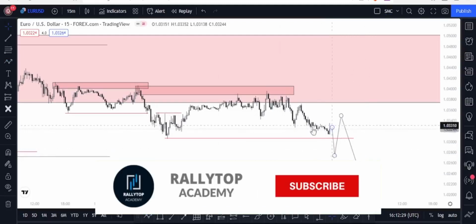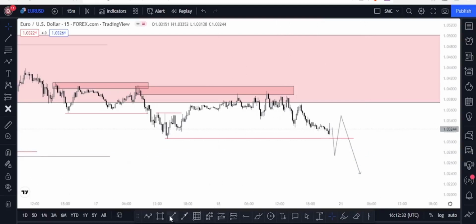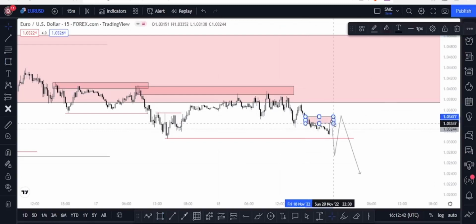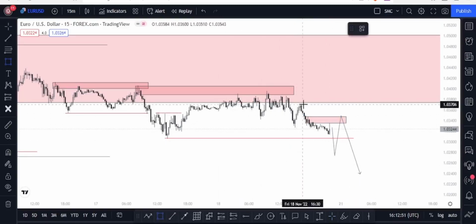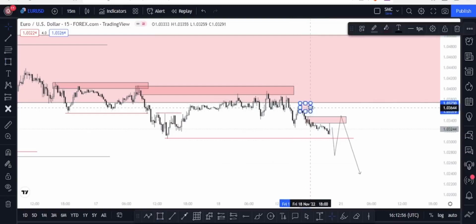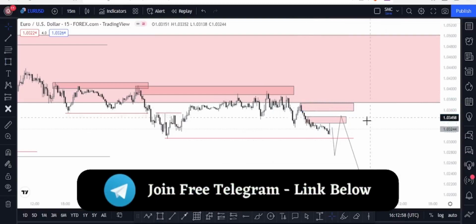And where is the point of interest we can be looking out for? There are two I want to point out here that I'm looking for price to come and react up from. This is one point of interest that we can look at. That's our supply zone that I'm looking for price to come and react off before going down. Or this here, guys. These are the two points of interest this week that I'm looking for price to come and tap into before going down.